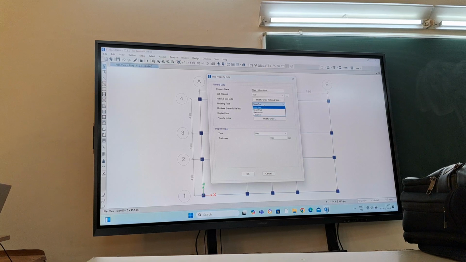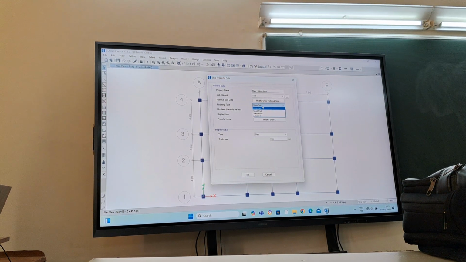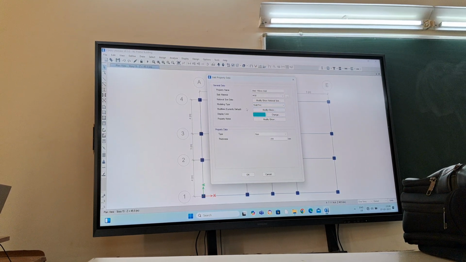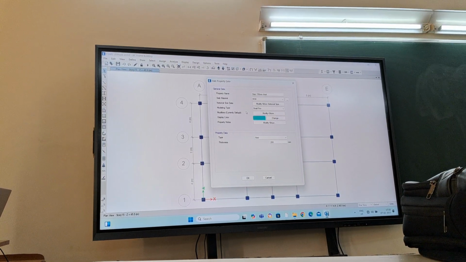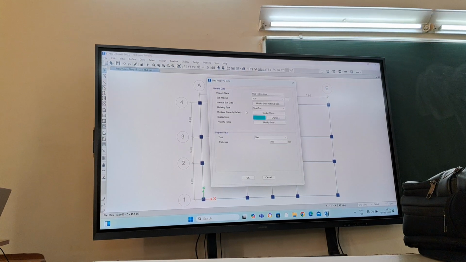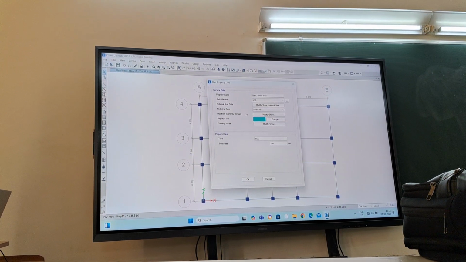In shell thin, you are ignoring the shear deformation behavior. But if you are taking shell thick, that will be considered. It's up to you what you want to simulate. Normally, we consider this one, because the out of plane stiffness provided by the slab is very much negligible compared to the other members, so it will not have any significant shear deformation.